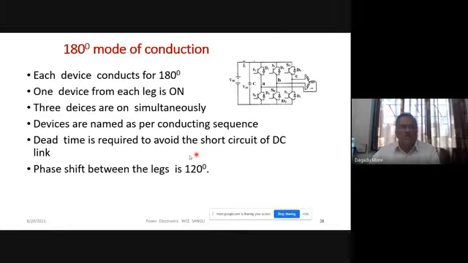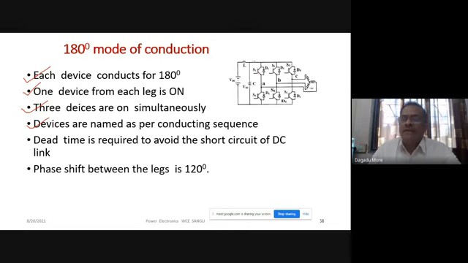Then whatever we have discussed here, we have summarized. Each device conduction period is 180 degrees. One device from each leg is on. Three devices are on simultaneously. Devices are named as per the conducting sequence.